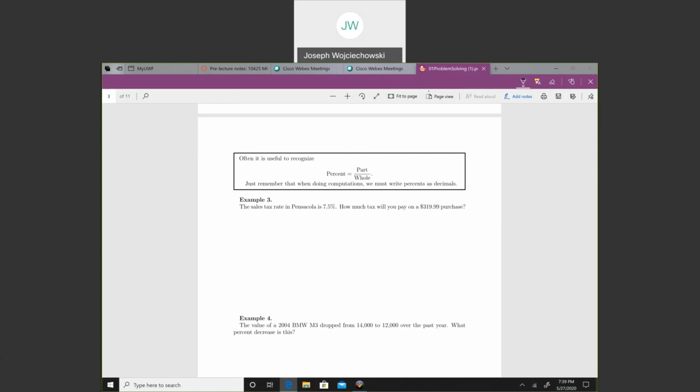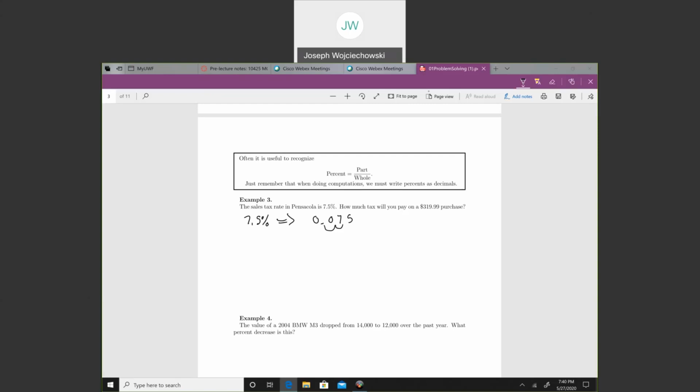Okay, now, example 3. The sales tax in Pensacola is 7.5%. How much tax is on a $319.99 purchase? Now, we can't multiply by percent, so we have to change these to decimal. You may have already learned this in the past. So to take a percentage and convert it to a decimal, you simply move the decimal place 2 places. So we took it here and we moved it there.